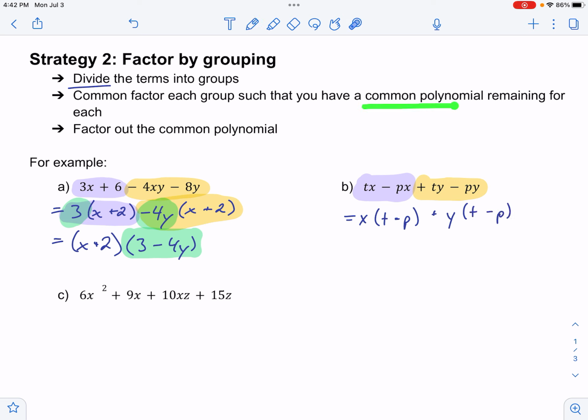Once again, that common polynomial, t minus p, is in both of them. I can finish it off now by factoring out a t minus p.